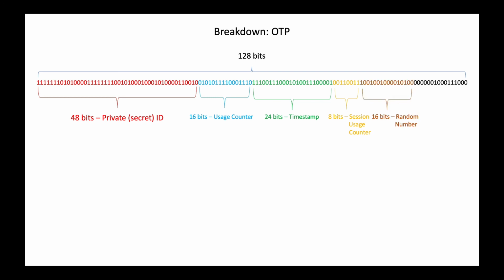The next 16 bits are dedicated to a random number, which is generated by an internal random number generator in your key. So there's not much to explain here, it's just a random number to make your OTP truly unique every time you touch the button.